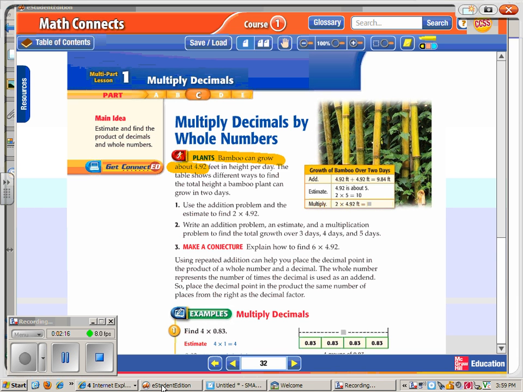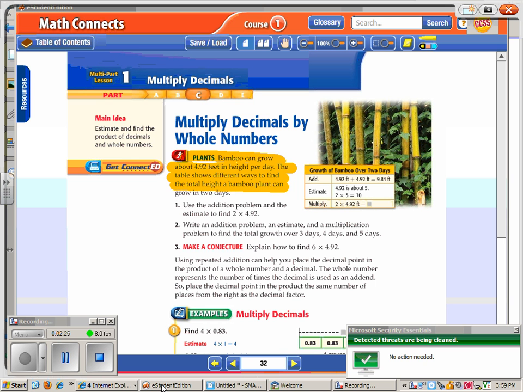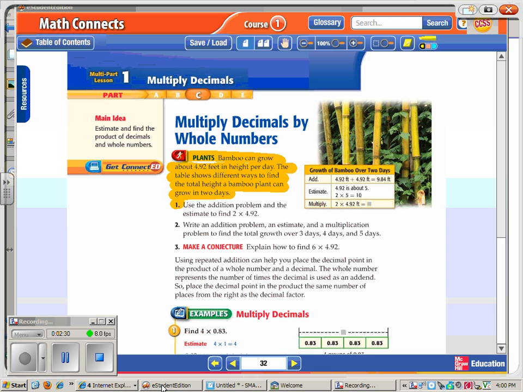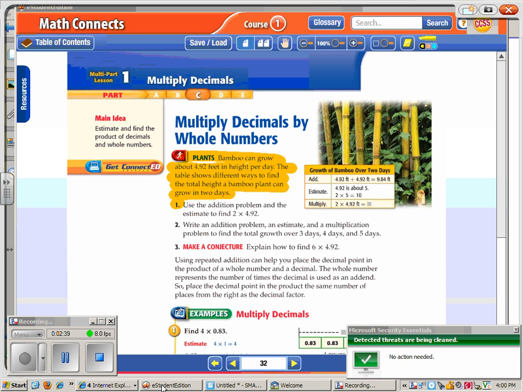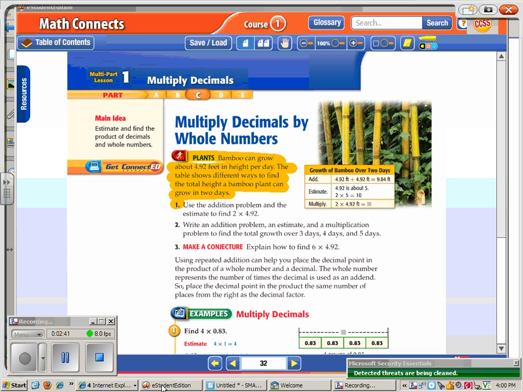Bamboo can grow about 4 and 92 hundredths feet in height per day. The table shows different ways to find the total height a bamboo plant can grow in 2 days. The first thing they had us do was use the addition problem and estimate to find 2 times 4 and 92 hundredths. We used addition because we knew that we had 2 days, so we added 4 and 92 hundredths twice, and we ended up with 9 and 84 hundredths feet.